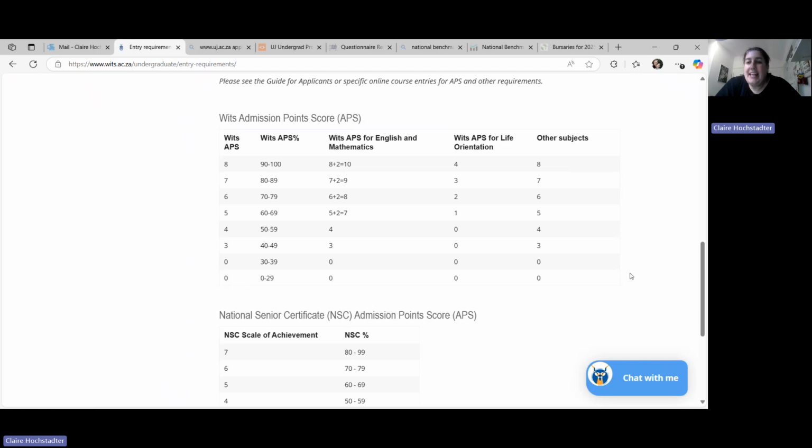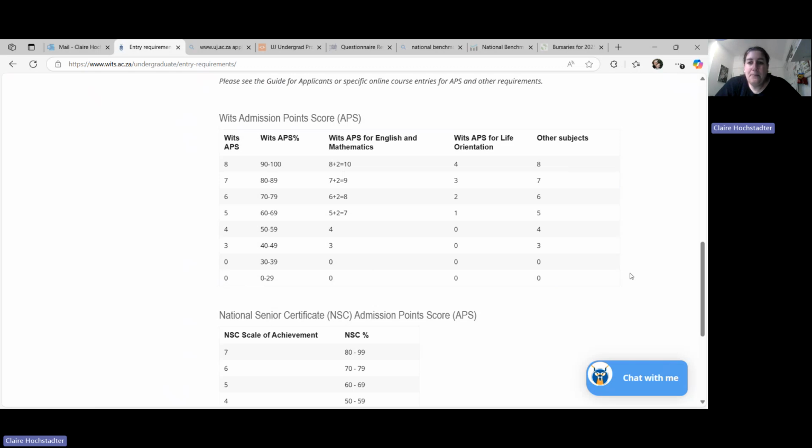So take each of your other subjects and make sure that you are awarding a point next to it. And once you have done that for your 7 subjects, in the final row of your table, add up your points to get your APS score for WITS.